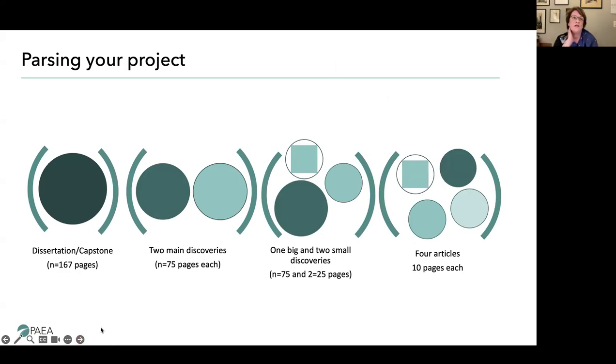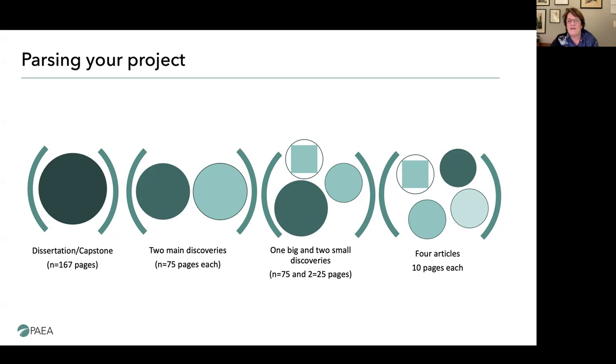So now I'm going to switch gears and talk a little bit about how to parse your project. I made this schema, so I'm not sure it works 100%, but I was trying to characterize that on the very left-hand side, you've got your dissertation and your capstone. It's 100 to 160 pages long, and you're trying to figure out how to parse it out to make articles. So let's say that you have two main discoveries from your dissertation and capstone. And if there's two, now you've split it and it's 75 pages long, which is still way too long to be submitted to a journal.